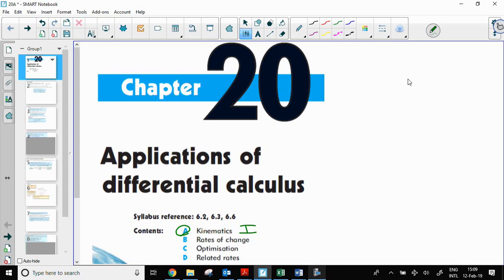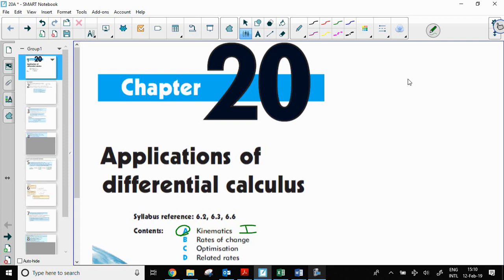Okay, welcome to chapter 20. We're going to look at some more applications of differential calculus in this chapter. In chapter 19, we saw curve sketching, so being able to graph good sketches of a whole bunch of different functions just by using calculus. That's awesome. The two big ones in this chapter, I think, come later on in sections C and D with optimization and related rates. Here in section A, we're going to do kinematics part 1.